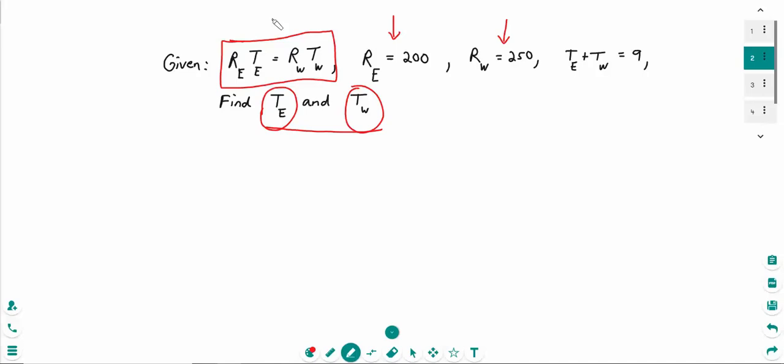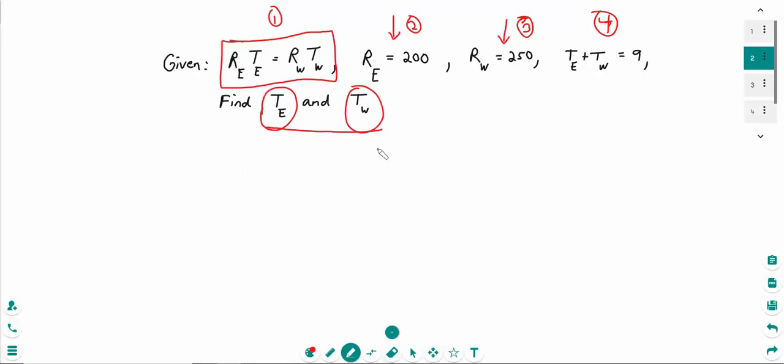And if we look, we have four. We have one, we have two, we have three, and we have four. Just as a quick reminder. So let's go ahead and start solving this.